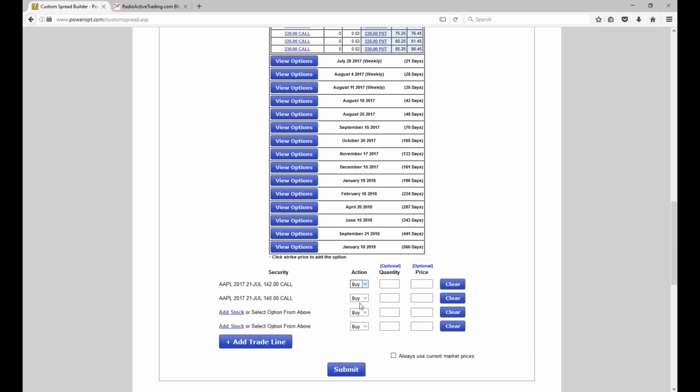What do I mean by that? Let's take a look. Let's put in our midpoints. We're going to do one contract only to keep the math simple. So I'm going to sell our 2-point in-the-money July 142 call for 330. And I'm going to buy the roughly 4-point in-the-money 140 call for 490.